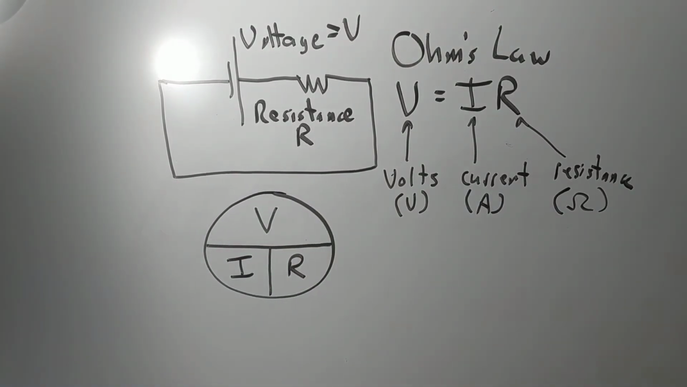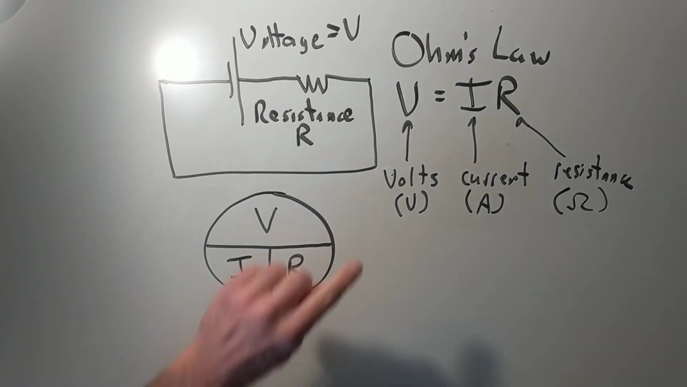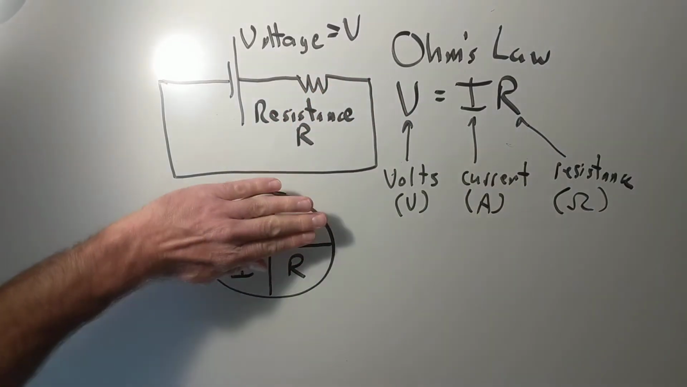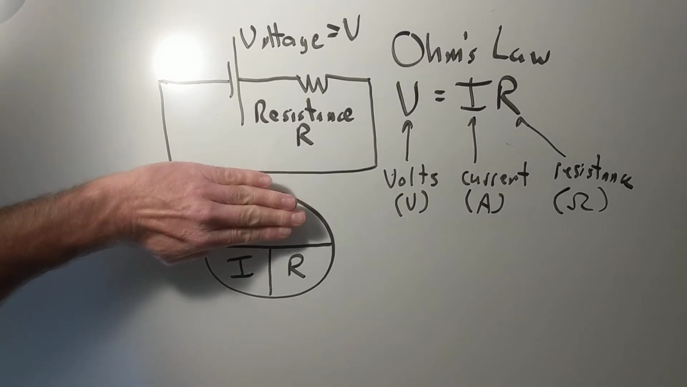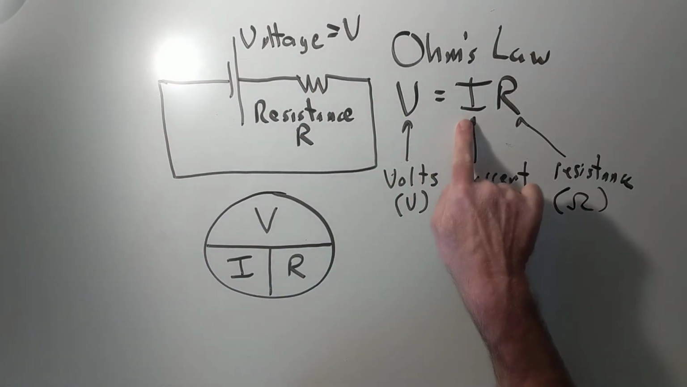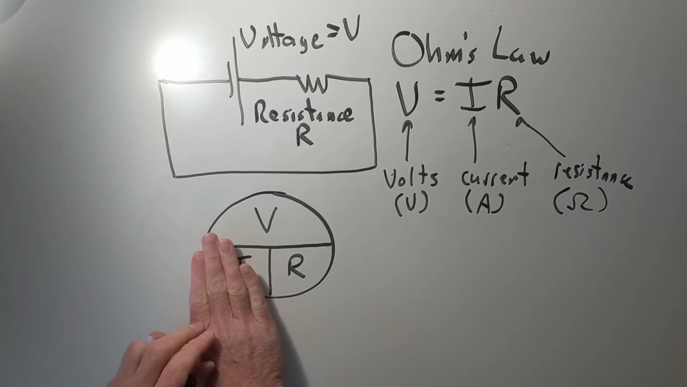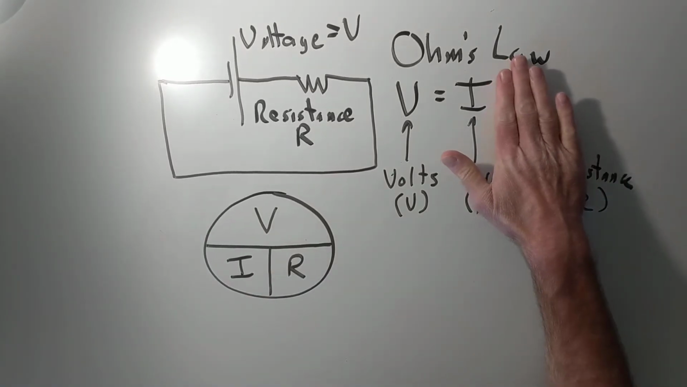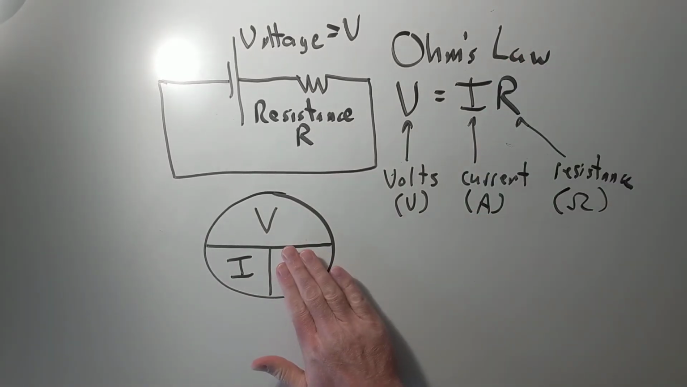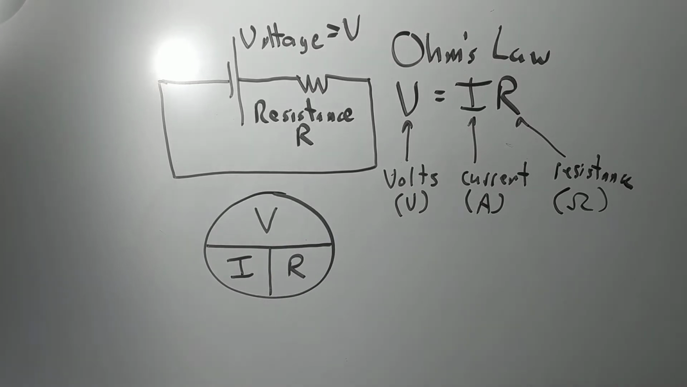And what you would do with this coin is you would just cover up the thing that you were trying to find. Are you trying to find voltage? Cover it up. It's I times R. Are you trying to find current? Covered up. It's V over R. Are you trying to find resistance? Covered up. It's V over I. It was a nice way to help you solve for the missing piece you're trying to find in Ohm's law.